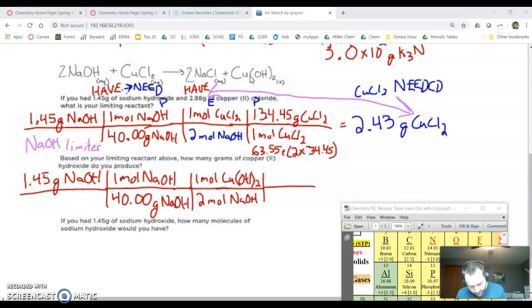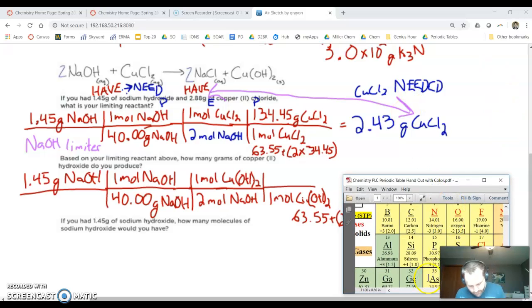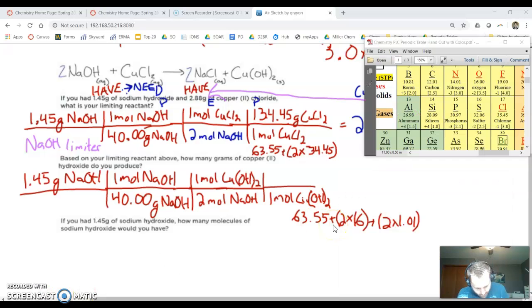And then again, I'm going to need to figure out that mass. So how much does 1 copper hydroxide weigh? And to do that, we're going to take our masses again, 63.55 plus 2 times oxygen's mass, we can actually see on the periodic table here is 16. Plus we're going to have hydrogen. And if we add all of that together, we'll find that the mass of copper hydroxide is 97.57 grams.